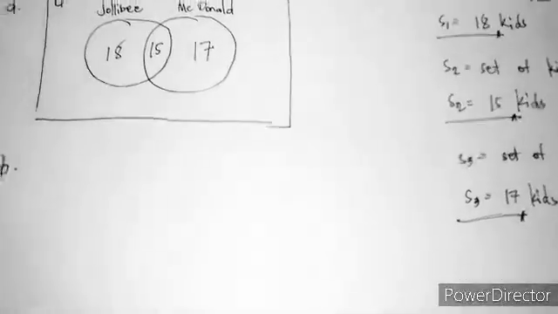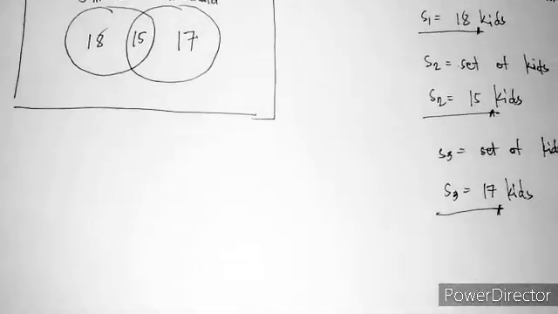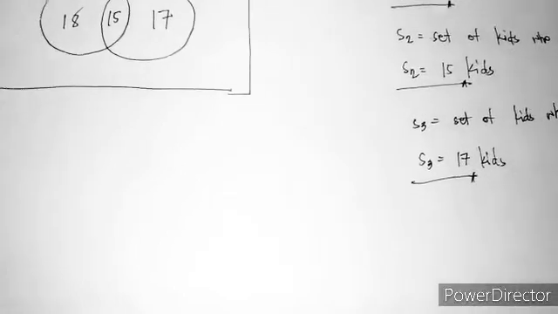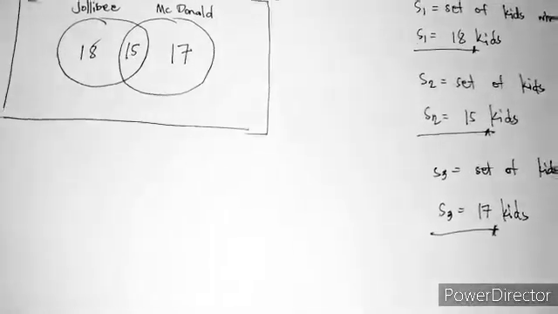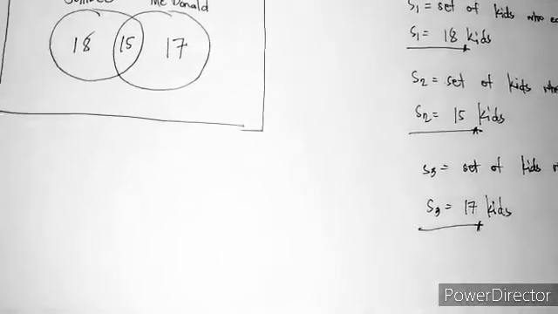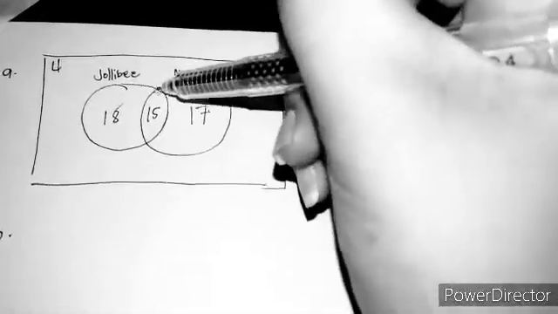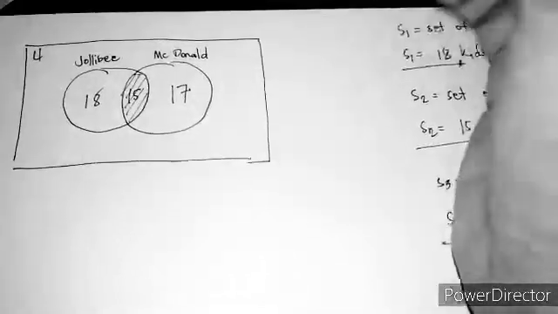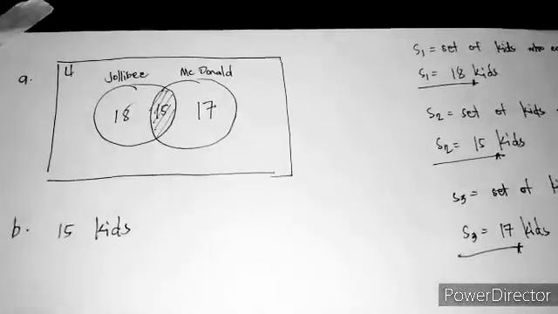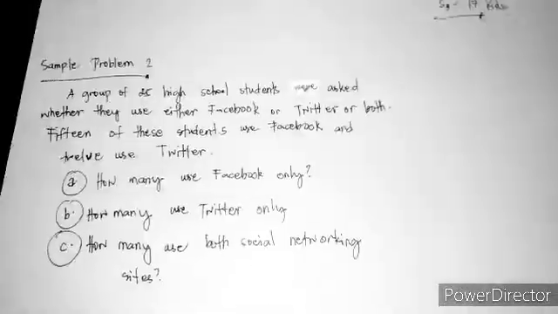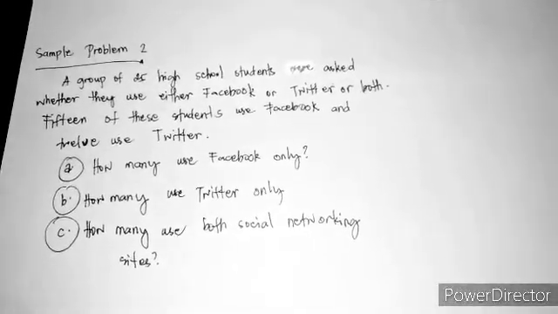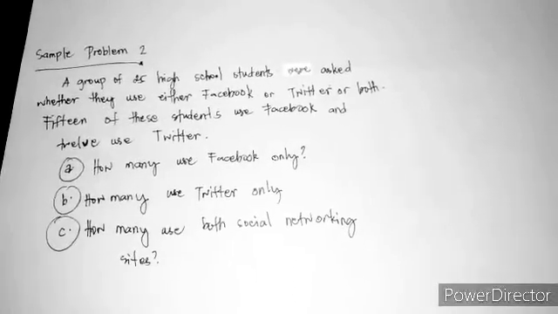So, the second question, how many are eating both in Jollibee and in McDonald's? So, how many kids ate both in Jollibee and McDonald's? Their intersection, so, we have 15 kids. So, that's all.